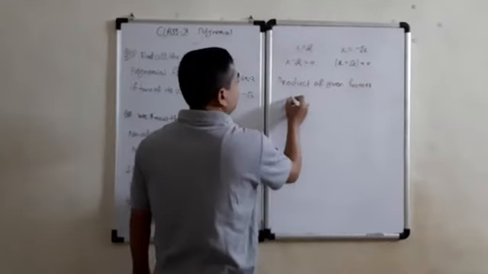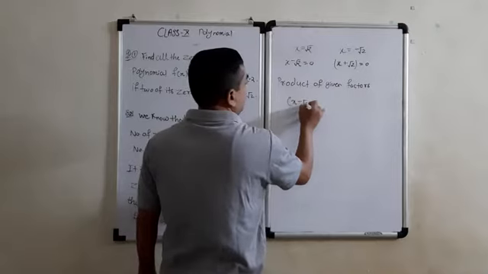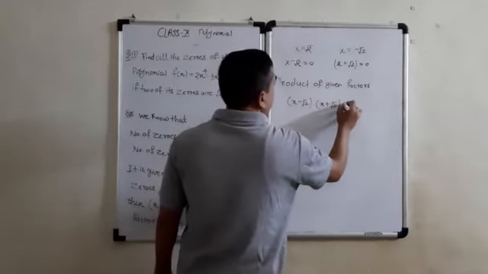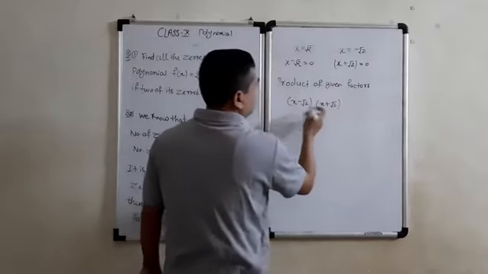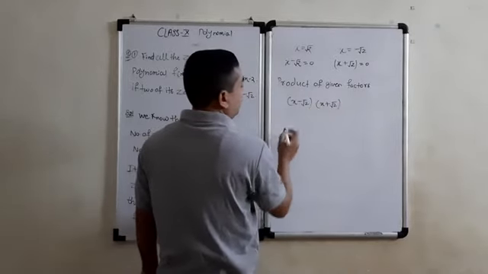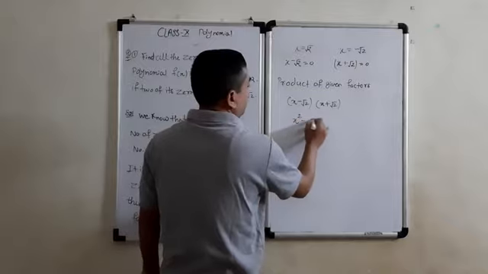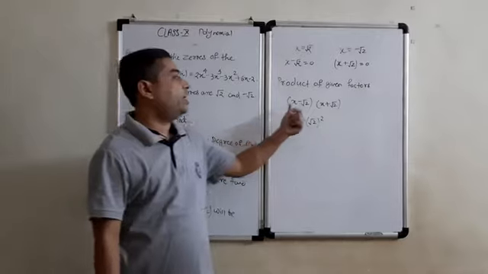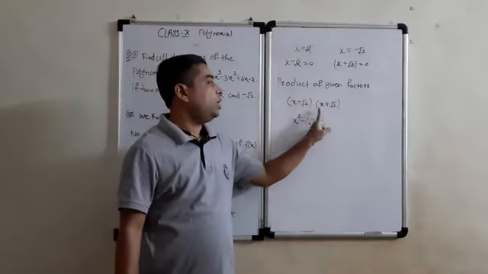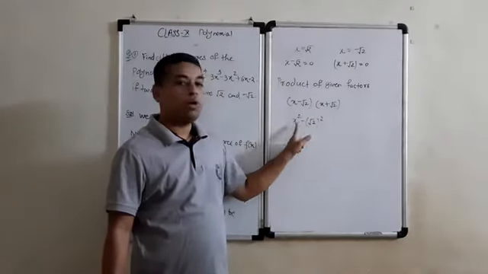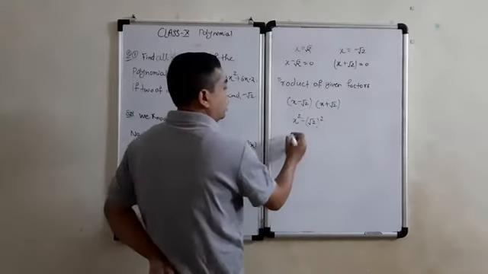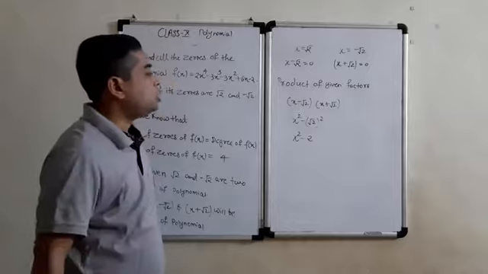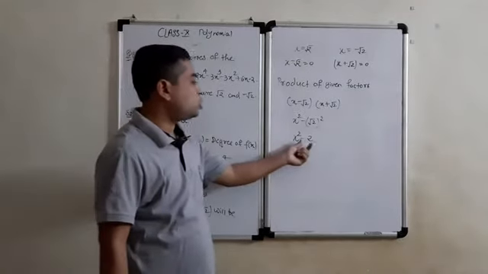So x minus root 2 times x plus root 2 is equal to, we will find the product of these two. It will come x square minus root 2 whole square. What we did here? Here we applied the identity a minus b, a plus b, that is equal to a square minus b square. So we can write here x square minus 2. Okay, so x square minus 2. What is this x square minus 2?